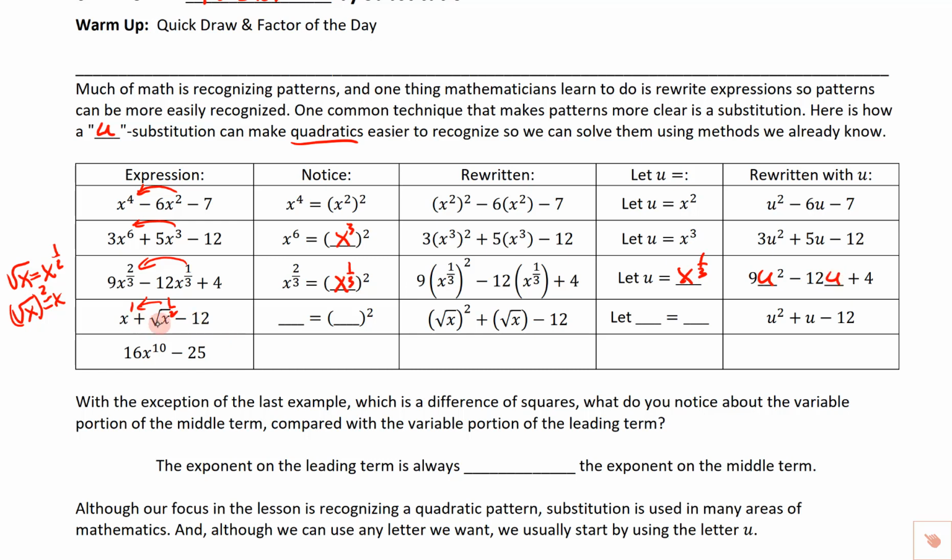We'll take a look at this next one. This one we need to figure out what's going on. What we noticed with this expression is that x, that first variable part, is the same as the square root of x squared.